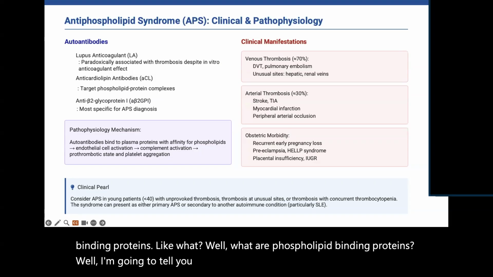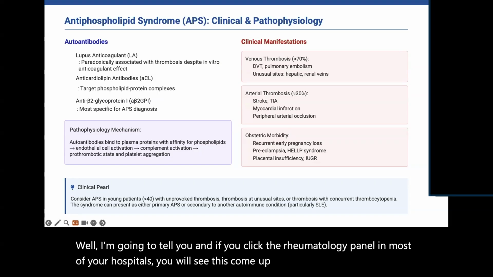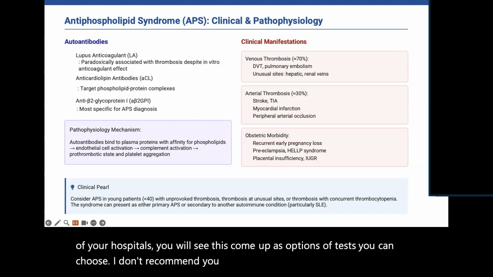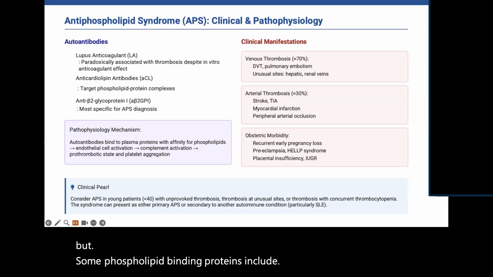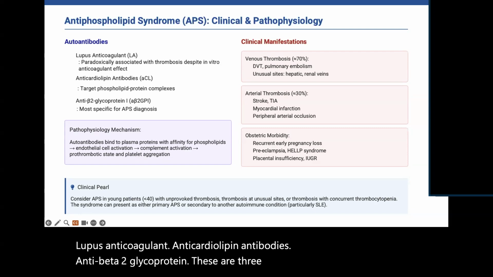If you click the rheumatology panel in most of your hospitals, you will see this come up as options of tests you can choose. I don't recommend you click it unless you know what you're doing. But some phospholipid binding proteins include lupus anticoagulant, anticardiolipin antibodies, anti-beta 2 glycoprotein. These are 3 phospholipid binding proteins.